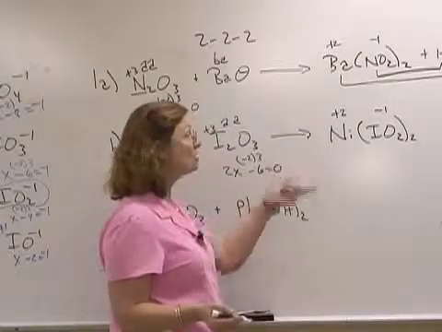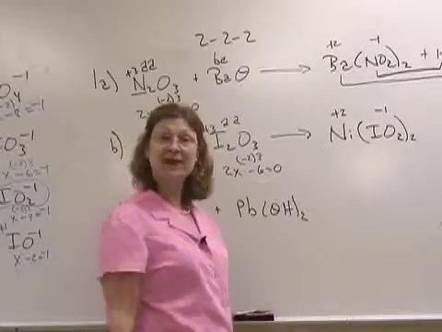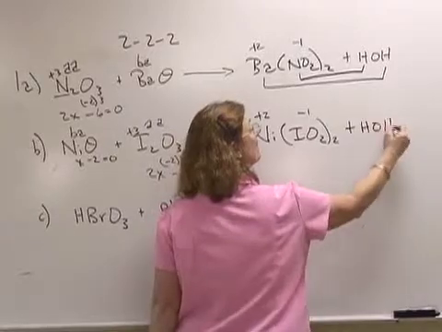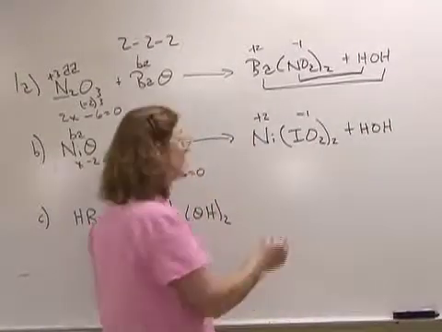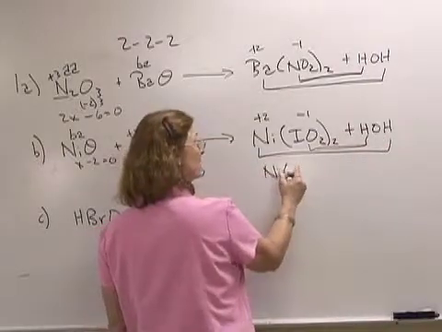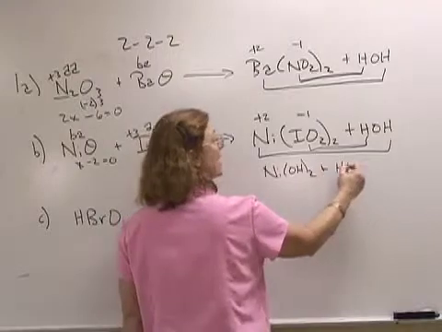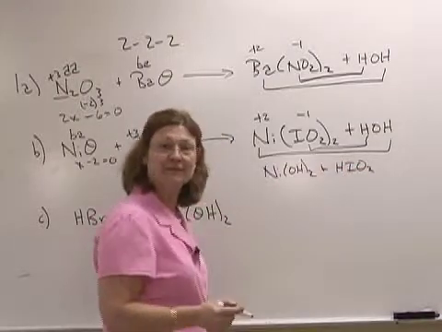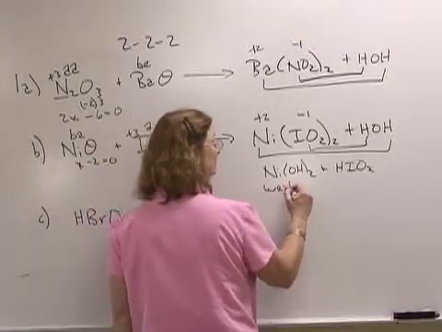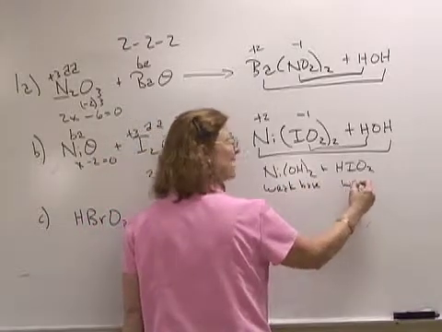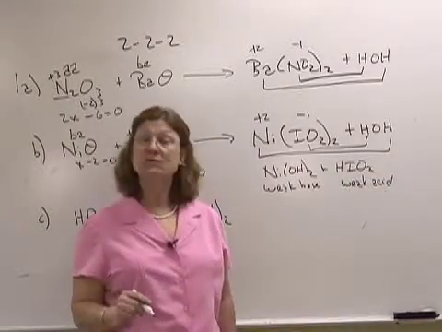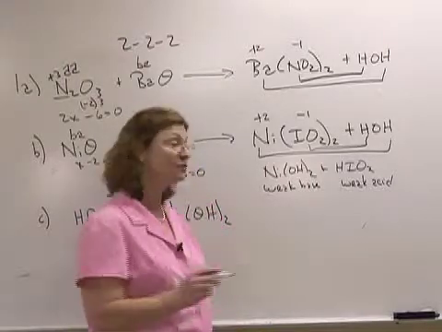Now, because it's a salt and this is a challenge, I have to add water, as I did in the lab, to determine what my parent acid and my parent base are. I'm going to do the do-si-do. I get nickel(II) hydroxide and iodous acid. Both of these are weak electrolytes. This is a weak base, and this is a weak acid. So when they are both weak or both strong, my resulting solution will be neutral.